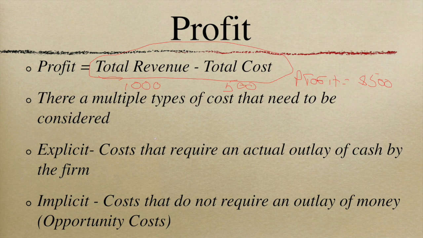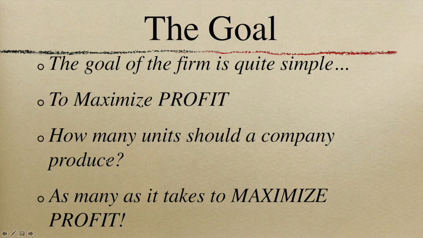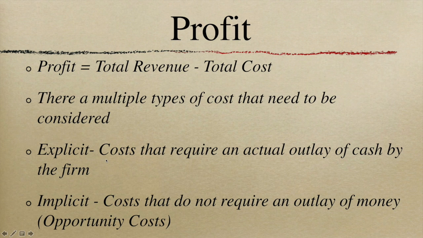But there are actually multiple types of costs we need to look at. To start with, we're going to look at explicit costs versus implicit costs. Explicit costs require the firm to actually spend money. So explicit costs are measurable. You can measure an explicit cost of production. Implicit costs are opportunity costs. They're not necessarily measurable.